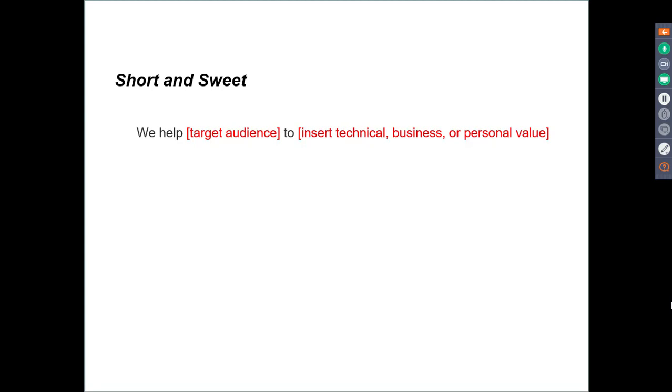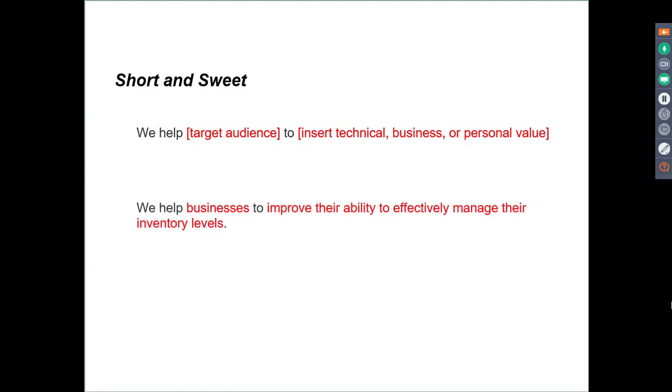So let me show you some examples. We help businesses to improve their ability to effectively manage their inventory levels. So I'm bringing over those value points that we already went through, to keep the example consistent. So very short and sweet. Now, you may look at that and go, "That's it?" The reality is that your value proposition doesn't have to tell the whole story.